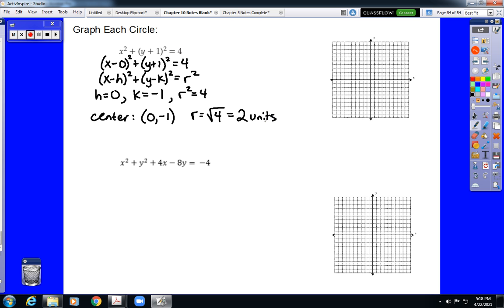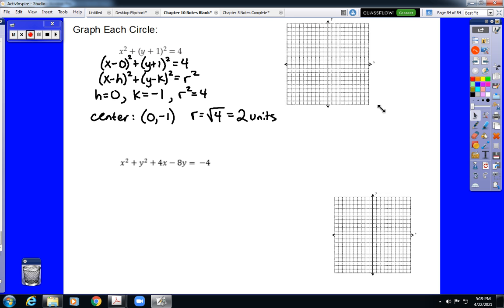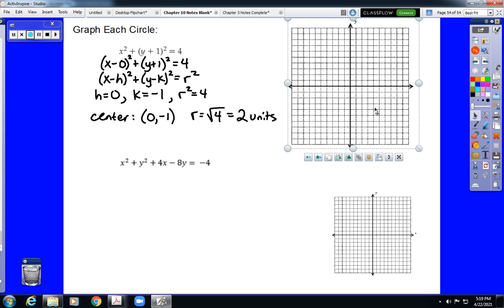So we go to our graph, and make it a little bit bigger, because again I have plenty of room. We graph the point 0, negative 1, the center, which is down 1 from the origin. And then we move out 2 units, because that's our radius, in each of our cardinal directions. 2 units to the right, 2 units down, 2 units up, 2 units to the left. And we graph a circular curve through those 4 points.